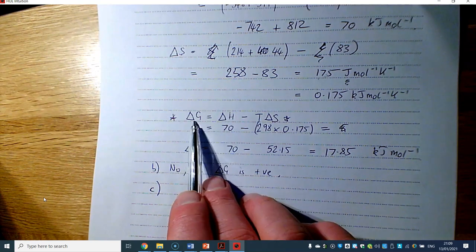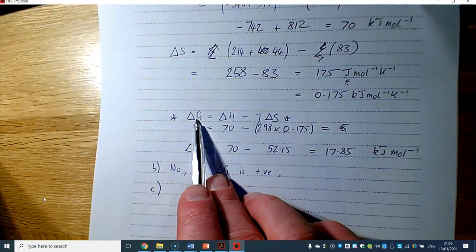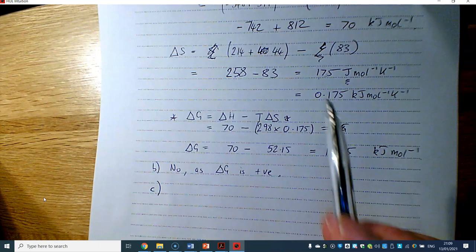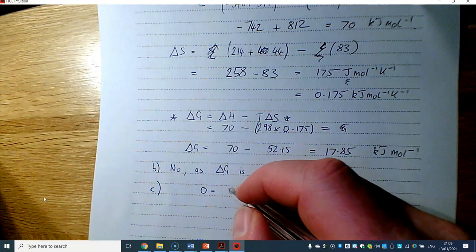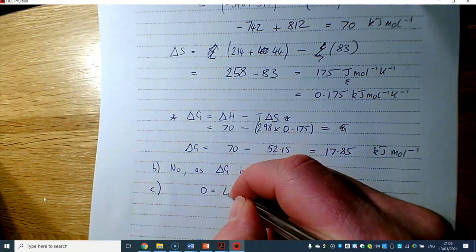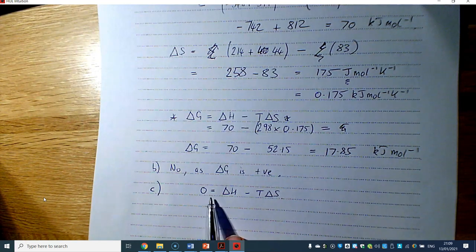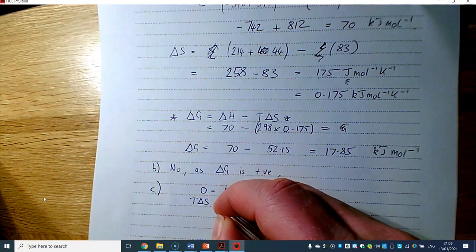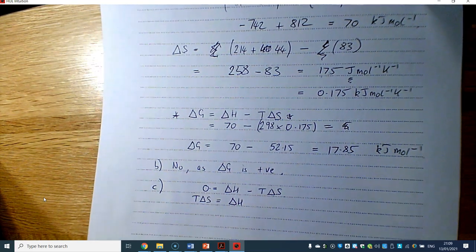And the point at which a reaction becomes feasible is the point at which delta G goes from being positive to negative, and that is when delta G is 0. So we set delta G equal to 0, which is equal to delta H minus T delta S. And then if we fiddle around with this a little bit, we bring the minus T delta S over to the other side. So T delta S is equal to delta H. It's just a rearrangement of that, setting delta G to 0.